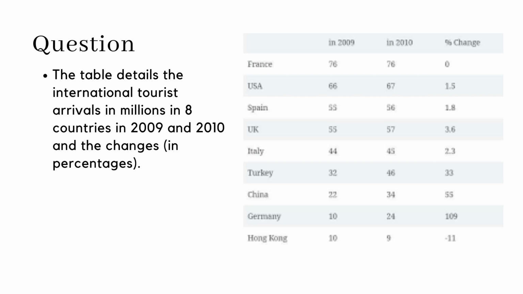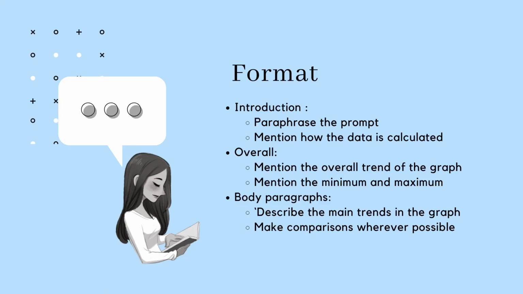The table details the international tourist arrivals in millions in 8 countries in 2009 and 2010, and the changes are given in percentage. You can see that we are given 3 columns and 8 rows for 8 different countries. Now, before starting to write the task, let us see the format.